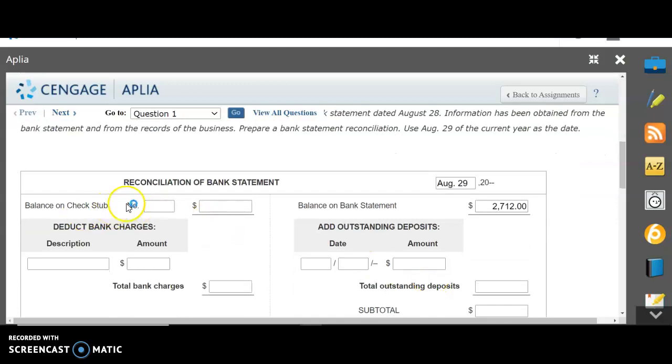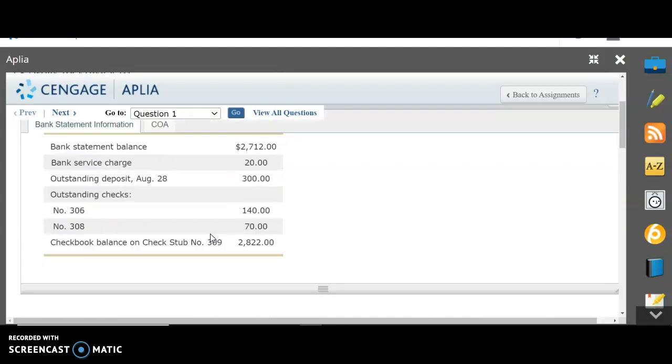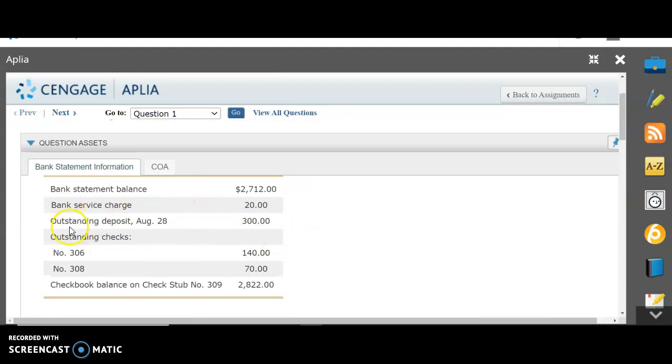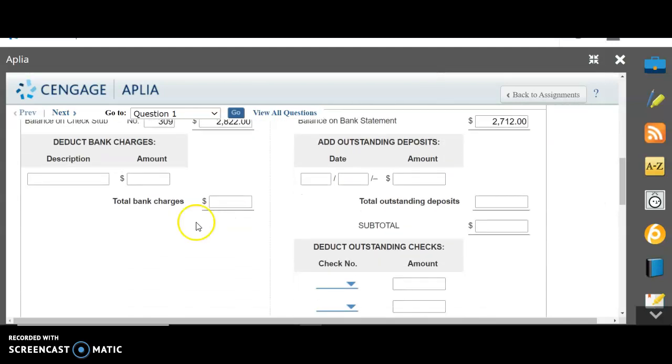So when we're going down here, we are on the balance of the check stub. And what number did they give us? 309. And that balance that they gave us was $28.22. So let's continue with the left side. So we have a bank service charge of $20. So over here, we have a description. We're going to call this service charge.